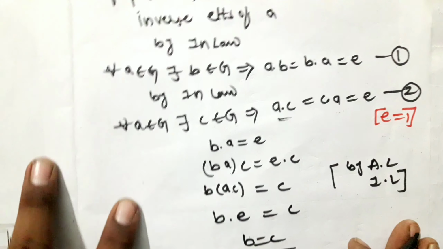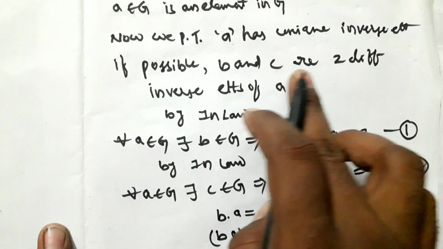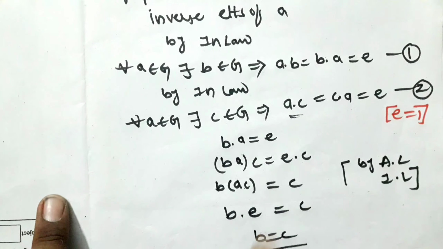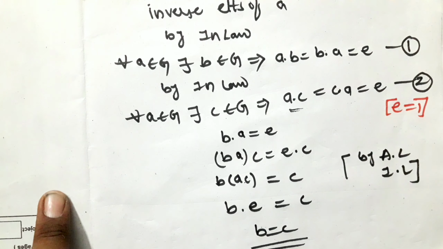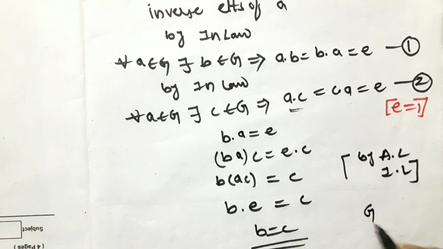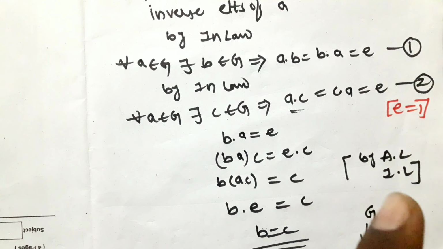Observe here, what is our assumption? If possible, b and c are two different inverse elements of a, but at last we get b equals c. So although we took different elements, at last b and c are equal. That means every element in G has a unique inverse element. This is one of the important theorems in group theory.